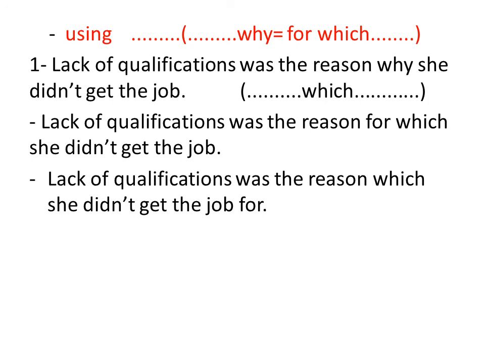As we mentioned before, why equals for which. So if we want to use which instead of why, don't forget to use for. And we can use for, as we mentioned before, either before the relative pronoun or at the end of the sentence. So we have two possible answers to this question. Let's read them. The first one is lack of qualifications was the reason for which she didn't get the job. And the second one is lack of qualifications was the reason which she didn't get the job for.